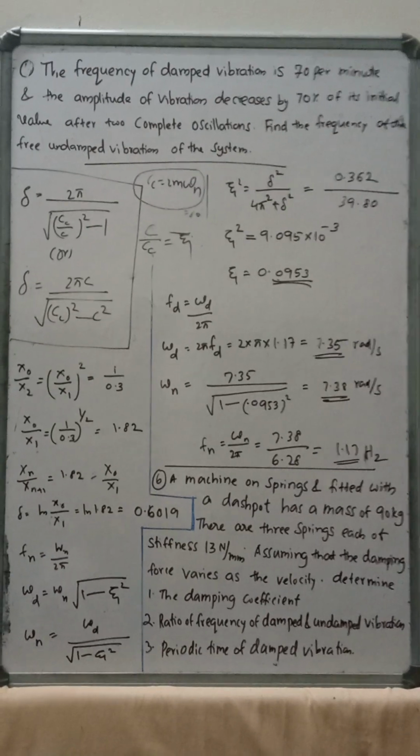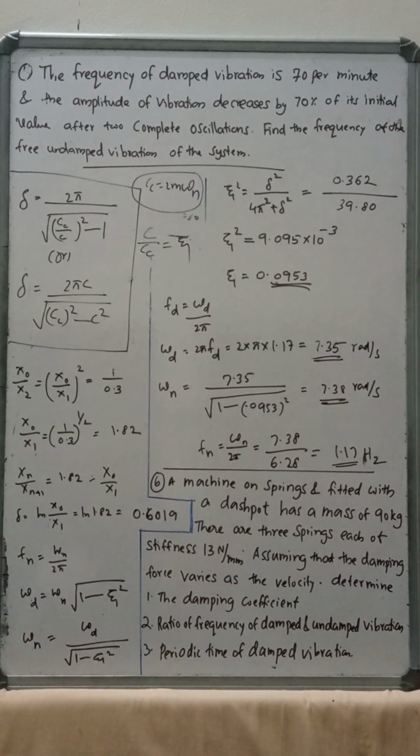Next problem. A machine on springs and fitted with a dashboard has a mass of 90 kilogram. There are 3 springs, each of stiffness 13 Newton per millimeter. Assuming that the damping force varies as the velocity, determine the damping coefficient, the ratio of frequency of damped and undamped vibration, and the periodic time of damped vibration.